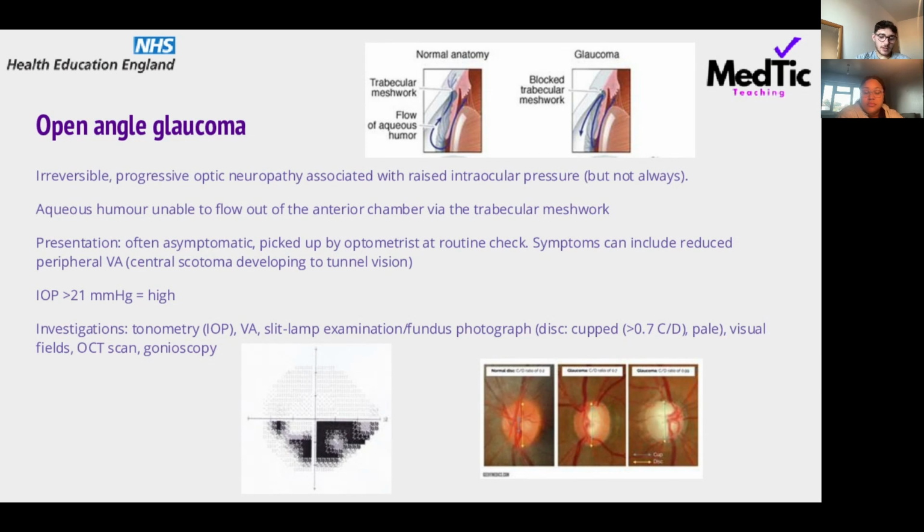You'll do visual fields, so you can assess the patient's vision to see where they've got loss of vision, and you can see a nasal step, central scotoma, and then you develop into tunnel vision. You can do OCT scans, which are cross-sectional imaging of the retina and the optic nerve to get a picture of the damage that's caused, and then gonioscopy, where you look at the angle. You're not suspecting this patient has closed angle, but it's still an investigation you could do.